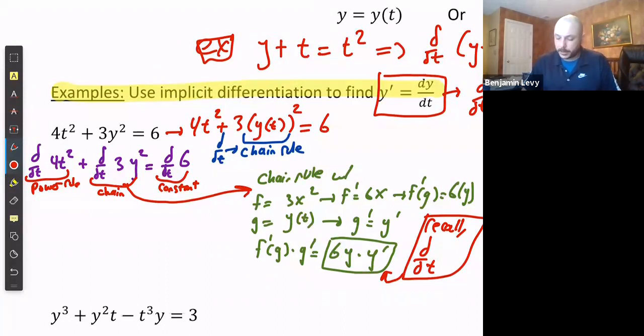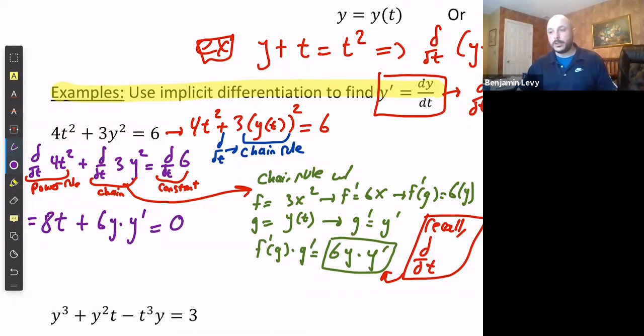And so then the next step in the derivative itself, we do a power rule, so it just becomes 8t. We just figured out that middle derivative part. That middle part became 6y times y prime, because it's a chain rule. And then the constant just became 0. And so you can see we're going to be able to find an expression for the derivative. We can solve for y prime to get the derivative here. Let me just pause though, because we've done the hard part, the kind of confusing implicit differentiation part.